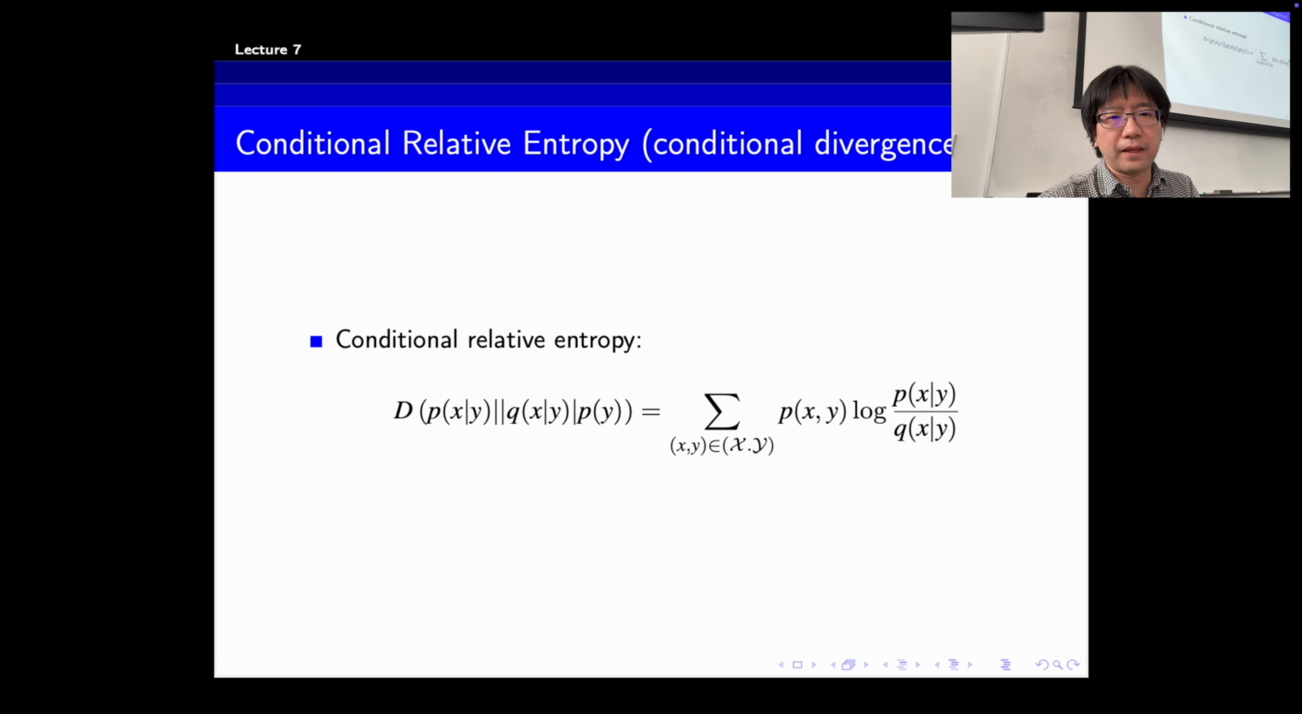First we introduced the conditional relative entropy. I write it in this way because I think it is more clear, but in the book it probably does not have this condition part. Notation might be slightly different, but we're talking about the same thing here.